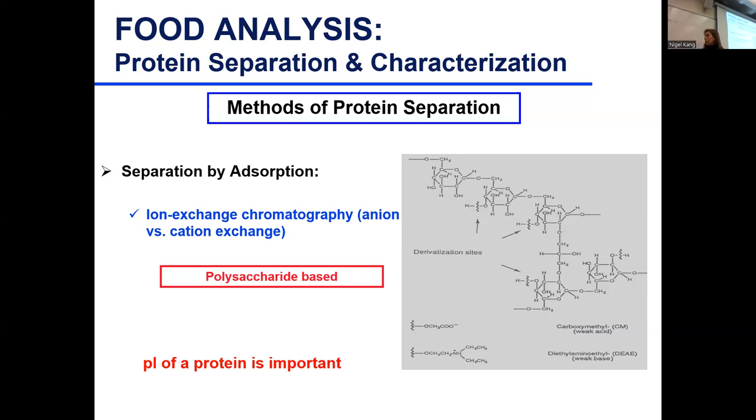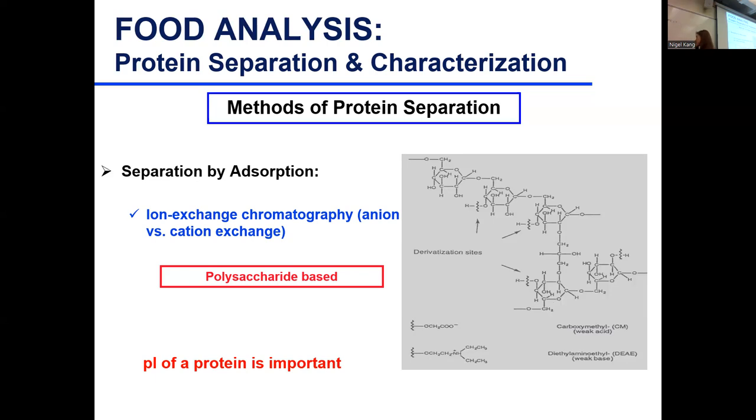So you learn one of them, and for the other one, just go the opposite. Does it make sense? Is it clear? So you can't do static separation with ion exchange, because you would just end up having proteins stuck to your column. It doesn't stop.